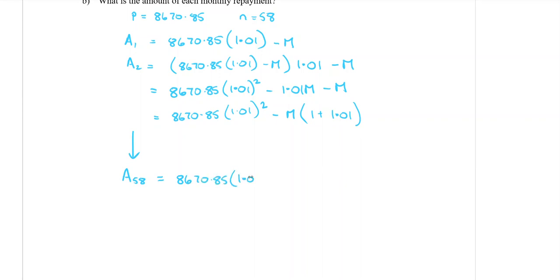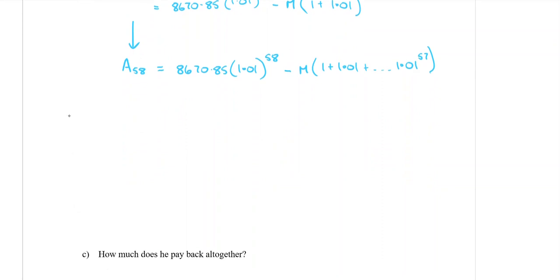8,670.85, 1.01 to the power of 58, minus m, and then 1 plus 1.01 plus ... all the way up to 1.01 to the power of 57. Okay, but A58 is equal to 0, so we can then solve for m. So bring the m across the other side and add the series. Oops, needed some dots in there.